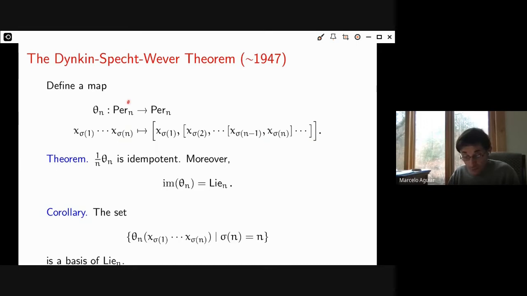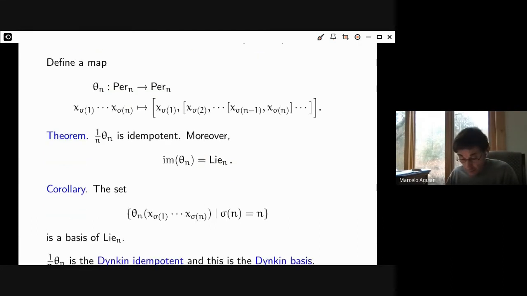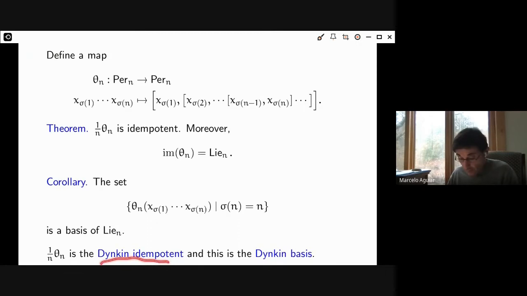That defines an operator from the space spanned by all full products to itself. And it turns out that this operator, once you normalize it like this, is idempotent. And moreover, clearly the elements that you get are inside the space Lie_n, since they are particular full bracketings. But it happens that they span. The image is the space of all Lie bracketings. This operator is called the Dynkin idempotent.